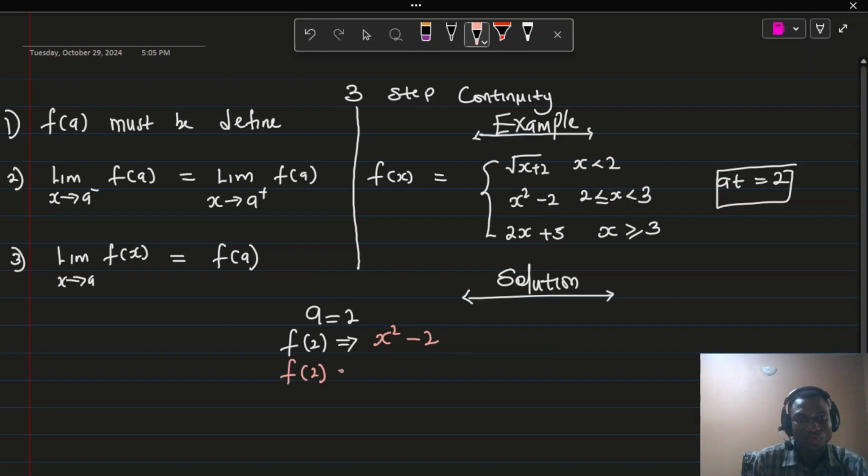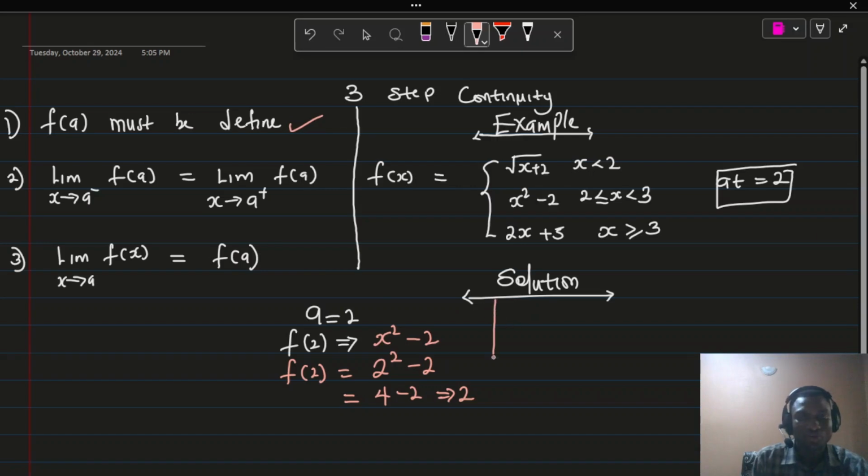So f of 2 will be, anywhere we see x, we can replace it with what? With 2. So that will be 2 raised to the power 2 minus 2, and that will give us 4 minus 2. That will give us 2. Alright, we've found the f of a. That is the first condition.